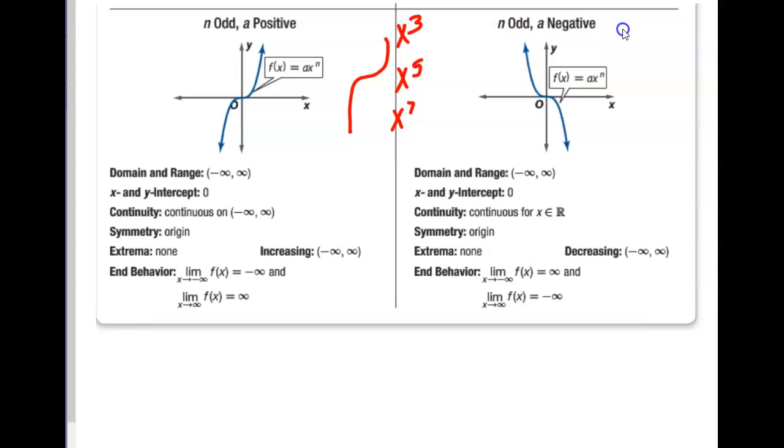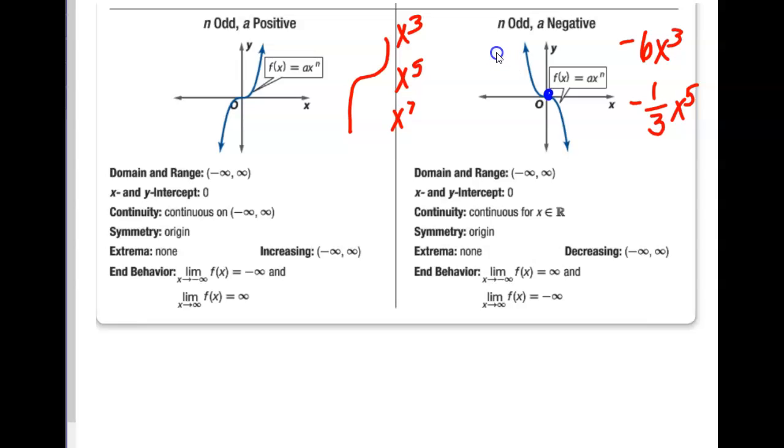If we had a negative in front of it, like a negative 6x cubed or a negative 1/3 x to the 5th, they would go this way. But as long as there are no other terms, like something with an x cubed and an x squared and an x, then it can have dips and waves in it. This is just going to be a monomial function, so it's going to go through 0, 0.